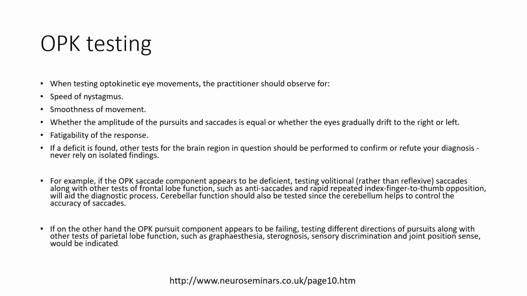For example, if the OPK saccade component appears to be deficient, test volitional rather than reflexive saccades. Volitional just means voluntary. So testing volitional saccades along with other tests of frontal lobe function, such as anti-saccades and rapid repeated index finger to thumb opposition, will aid the diagnostic process. Cerebellar function should also be tested since the cerebellum helps to control the accuracy of saccades.